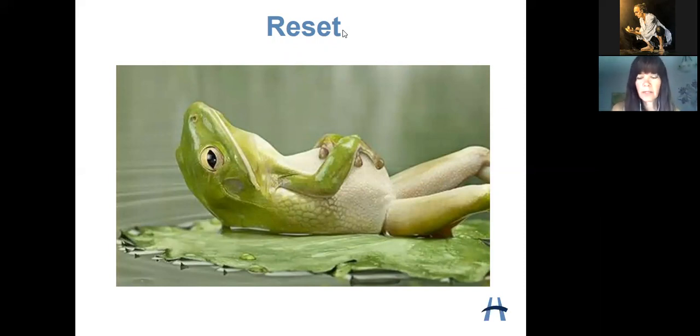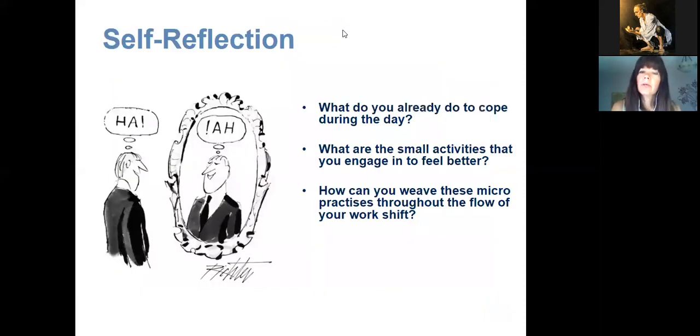So, again, you want to think about what you are already doing that you're smattering throughout your day to help yourself cope. What are the small things you do to feel better? It's really about thinking about what micro practices we can weave in through the course of our work. Not something big that has to be done at the end of the day or on the weekend or on vacation. What are the small practices that help us reset closer in our window over and over again through the day?